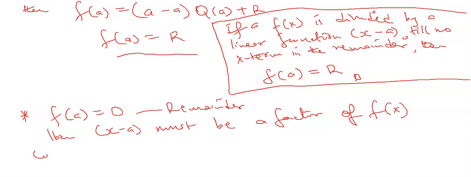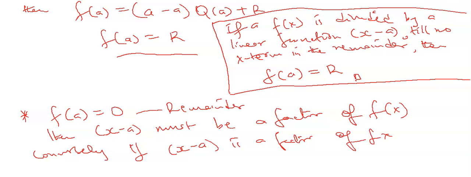Conversely, if x minus a is a factor of f of x, then f of a is equal to 0. So in our next video, we shall look at some examples on the remainder theorem and factor theorem.